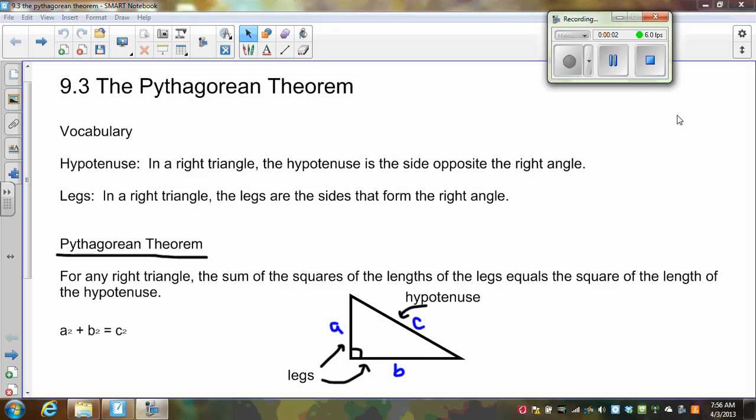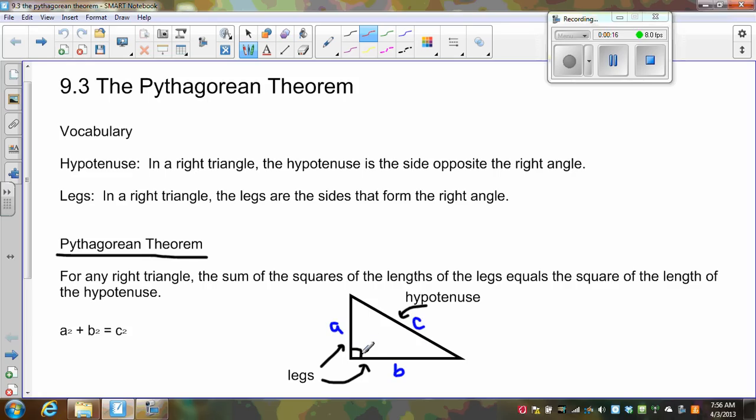This lesson is on 9.3, which is the Pythagorean Theorem. First, there's some vocabulary we should go over when looking at a right triangle. You should be familiar, but whenever there's a right triangle, they put a little square in the corner to show you that these are at 90 degrees to each other.